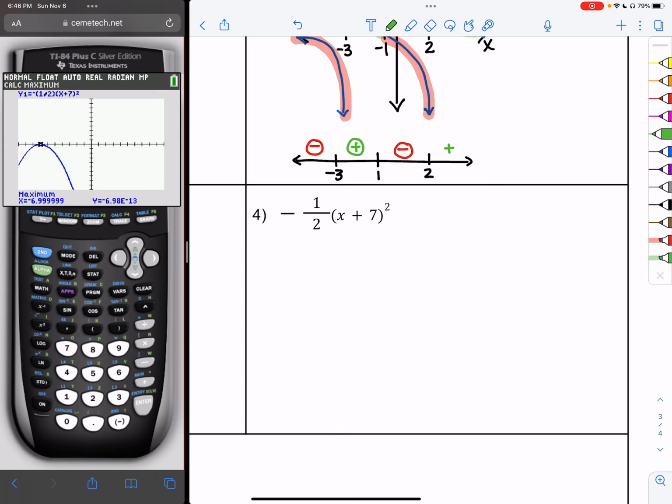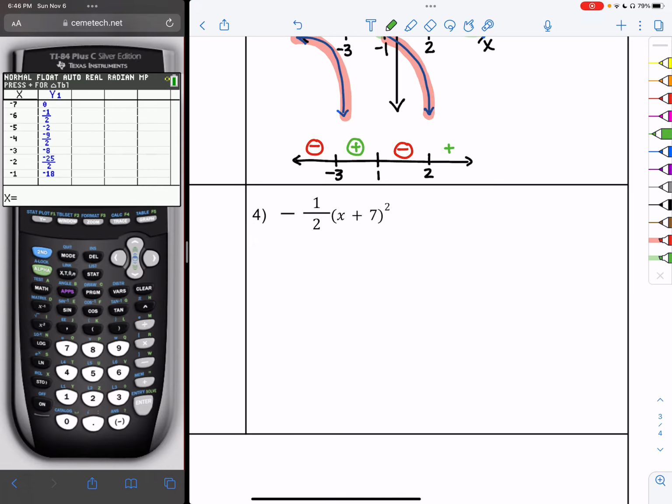And then it has negative 6.98 times 10 to the power of negative 13. So we already know that when we move our decimal to the left repeatedly, 13 times is going to get very, very close to zero. So we can basically confirm that the maximum is going to be a negative 70 by looking at the table. So I press second graph, and as you can see here, negative 70.